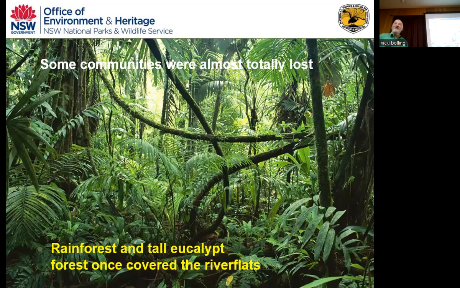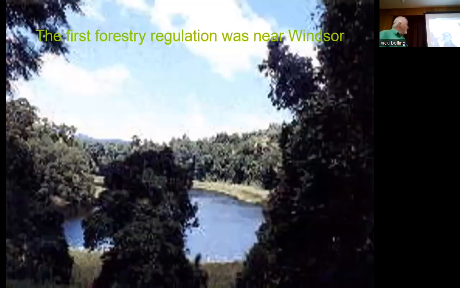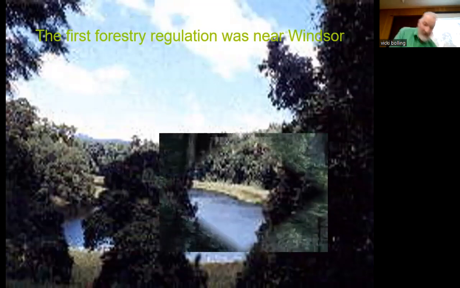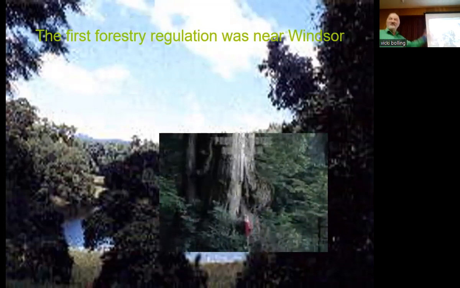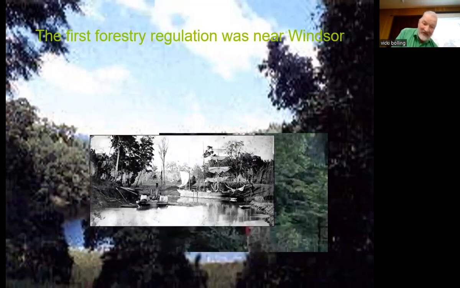Some communities have been almost totally lost. So the river flats around Windsor was once lowland rainforest and tall eucalypt forest. And there's still some bits of tall eucalypt forest left, but there's no conception of that. So around Windsor and so on, you probably had a picture pretty much like this. This is actually the Richmond River early on, but lowland rainforest along the river. And there's still occasional trees that you find of that, and really big trees. And again, that's not something we see.